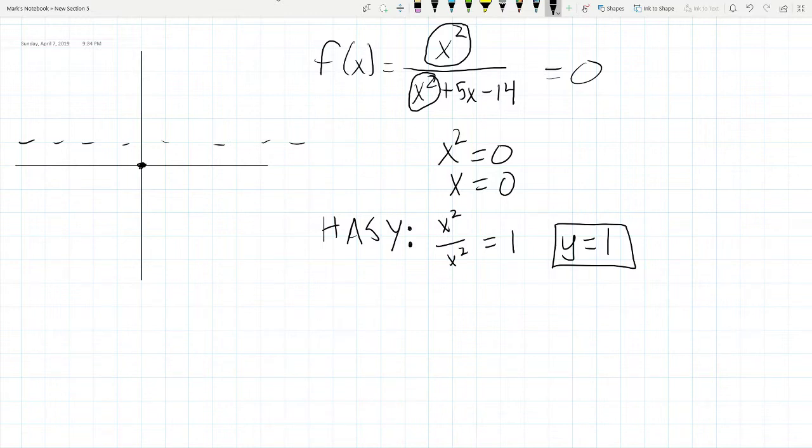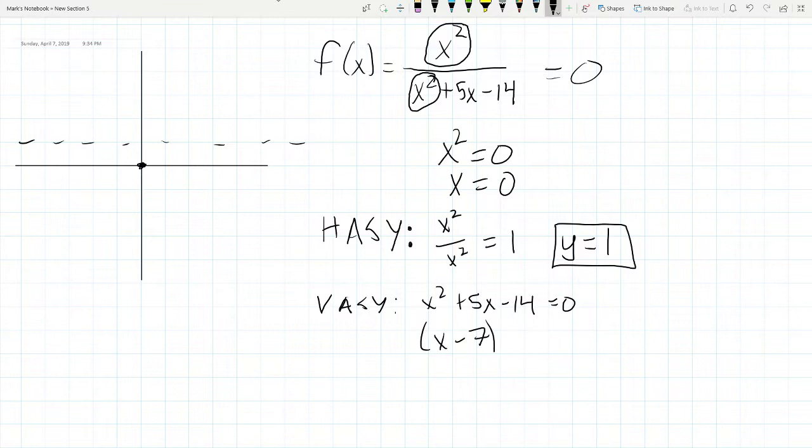Okay, now for the vertical asymptote, or vertical asymptotes, we'll have to take a look at the bottom and figure out where that is equal to 0. We'll go ahead and abbreviate that VASY. So if we take x squared plus 5x minus 14, which is the denominator of our function, and set that equal to 0, we'll have our vertical asymptotes. In this case, we will have 2 of them because we have a quadratic.